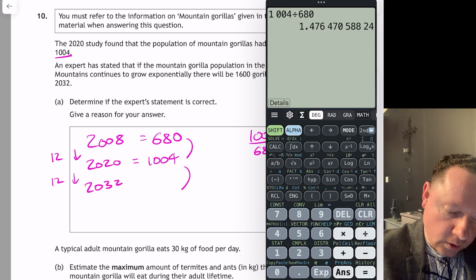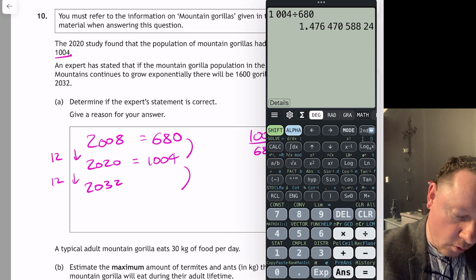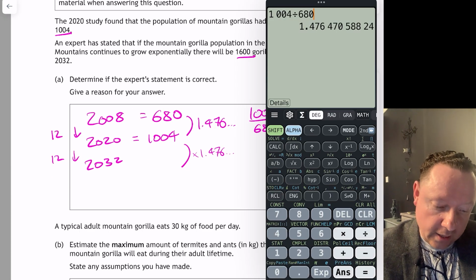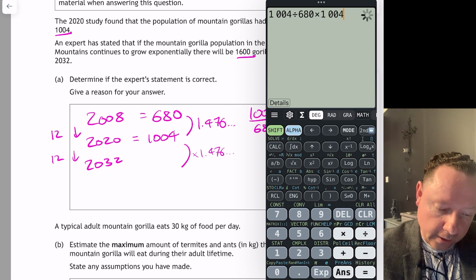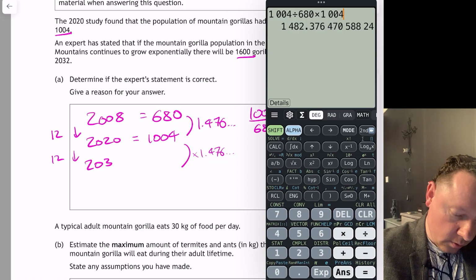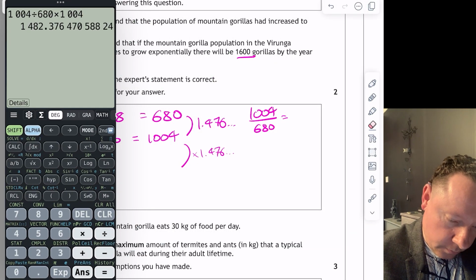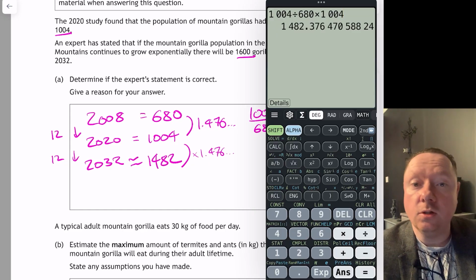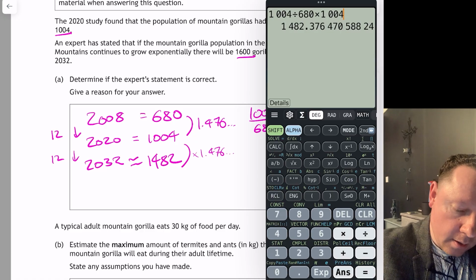That's 1.476. I'll take a note of it as a truncated amount, but I'll just leave it in my calculator. So that means to get to the next one, I'm going to times by 1.476 as well. So I'm just going to times 1,004 by that. That gives me 1482.376. So that's about 1482, just rounding down because it's a whole number of gorillas.